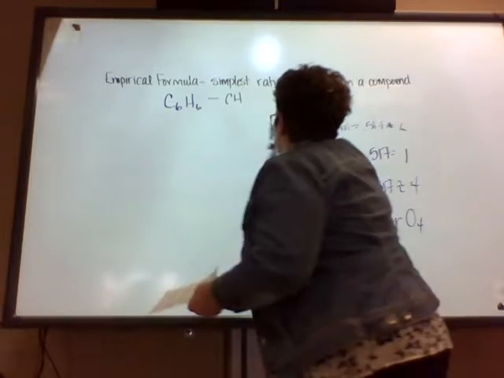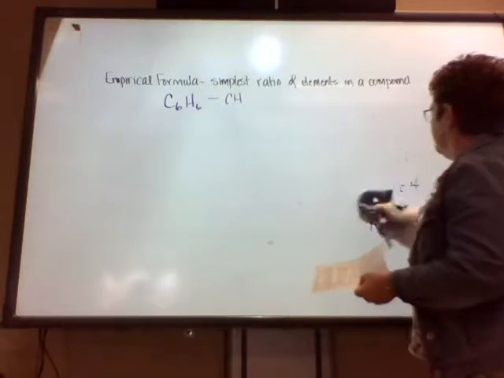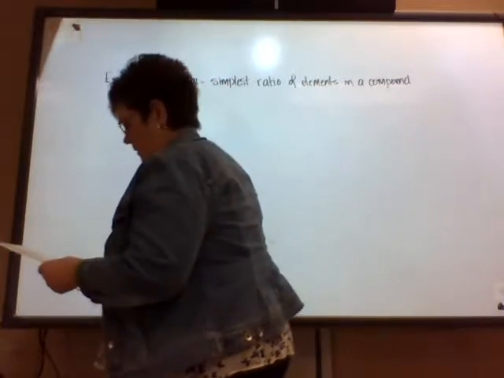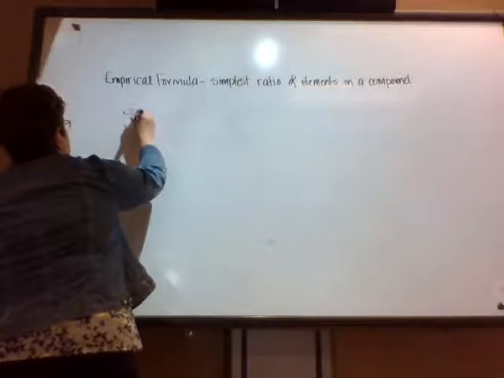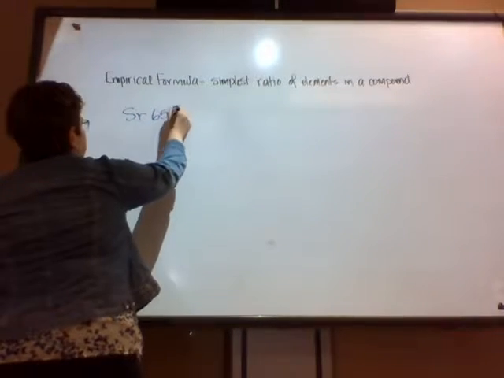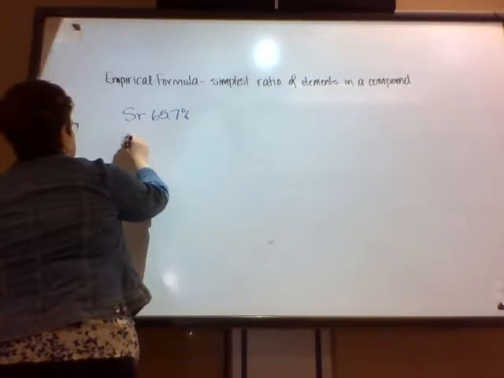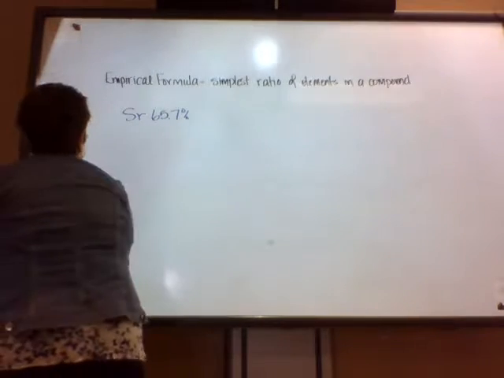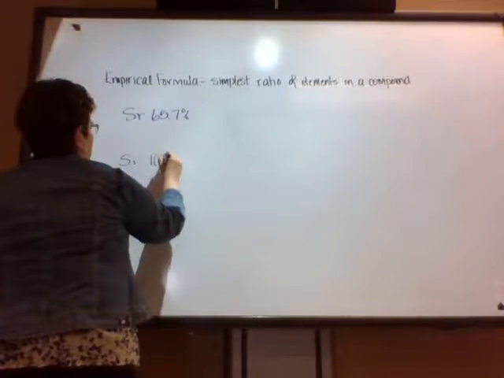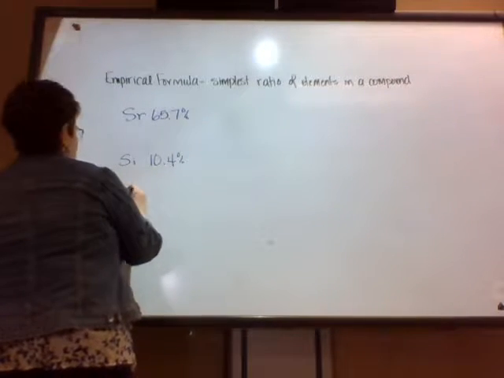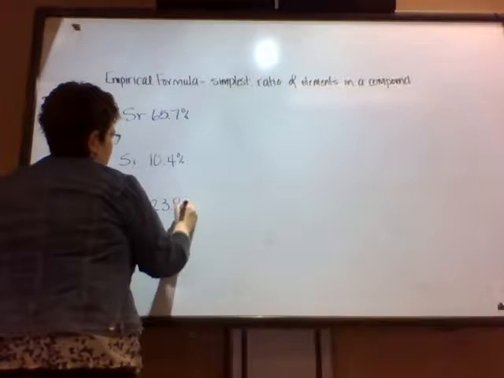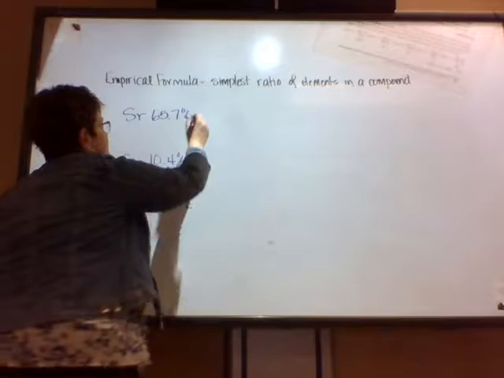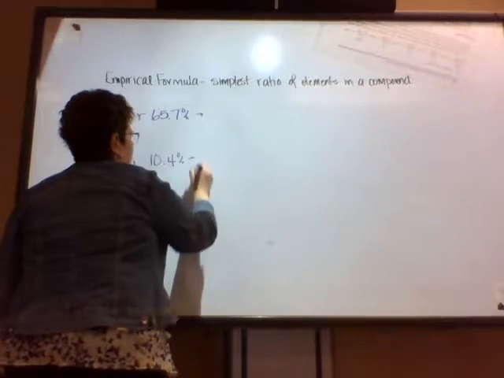As you can see, this is one of the reasons I wanted to separate the percentage composition, because once you feel comfortable doing that, then we can move on to this. So strontium at 65.7%, silicon at 10.4, and oxygen at 23.9%. Okay, what's the first thing you have to do? Convert them to grams.